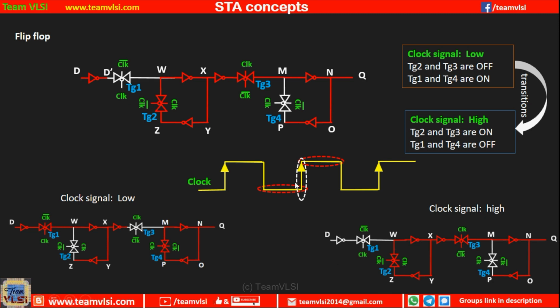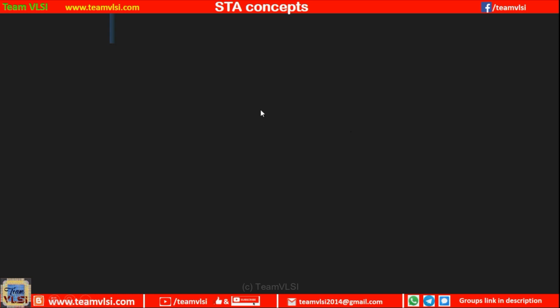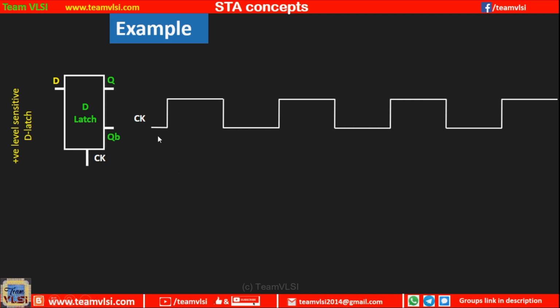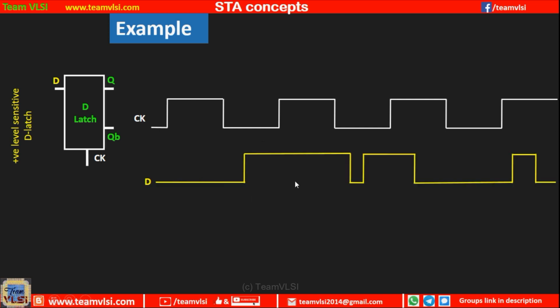So the output will change in case of flip-flop only at this positive edge, right? Let's see through this example. First, let's see the function of a D latch here. So here is a clock signal, and here is a data signal, right?